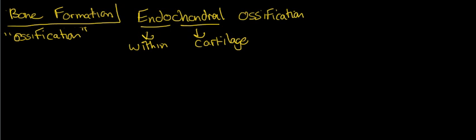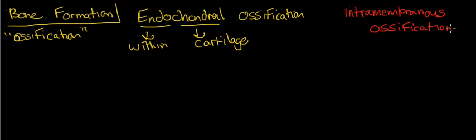And then there's intramembranous ossification. Intramembranous ossification is where bones are created from a membrane. But we're going to focus on endochondral ossification during this video, and this is how most bones are formed.